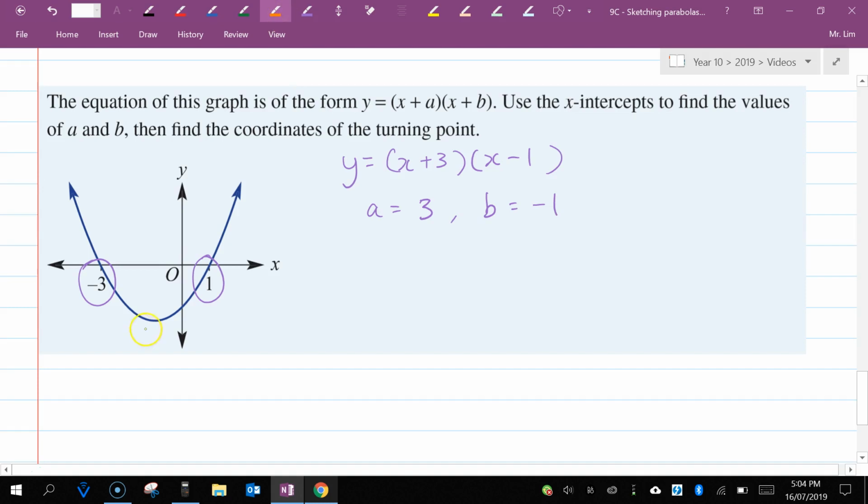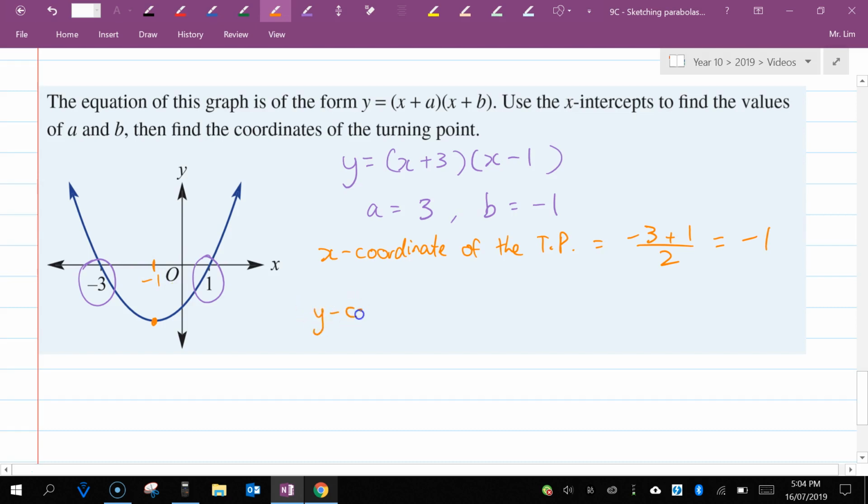So the turning point is right here. We know that the x-coordinate of the turning point is always halfway between the two x-intercepts. So I'm going to write the x-coordinate of the turning point is halfway between minus 3 and 1. That gives us an answer of minus 1. So this here is minus 1.